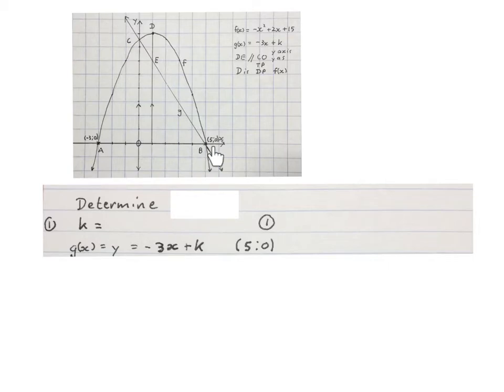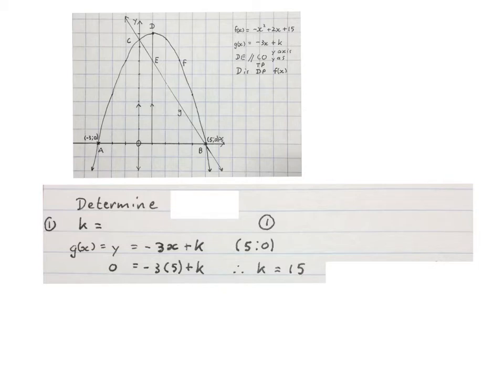The straight line goes through the coordinate (5, 0). You take the (5, 0) and you plug it into this equation. You substitute the 0 in the place of the y and put the 5 in the place of the x. Then -3 times 5 is -15. If you add 15 on both sides, k is equal to 15. This answer is worth 1 mark, and the final equation is g(x) = -3x + 15.